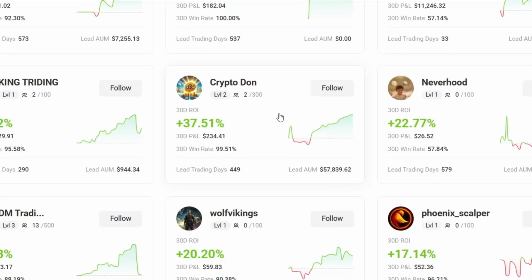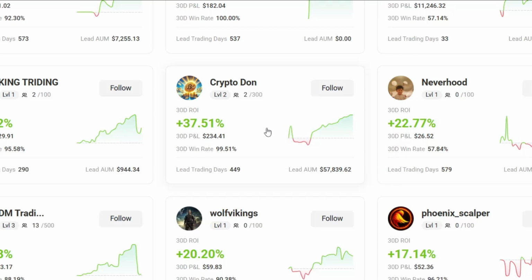I like it because there's a nice balance here. We can see the performance curve looks good. Yeah, we went down a little bit, but it's been steadily rising. There's a nice amount of lead AUM. He's been active for almost 450 days, which is good. The 30-day win rate percentage is 99.51%, which is amazing, up about $234, and the percentage is almost 40%.